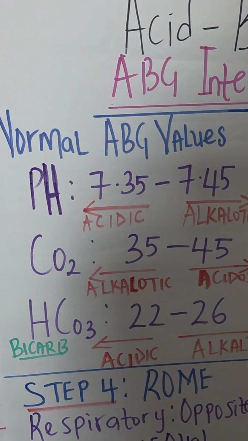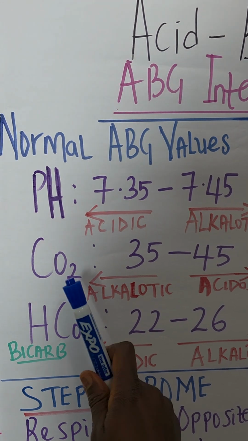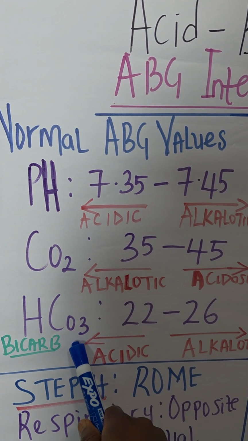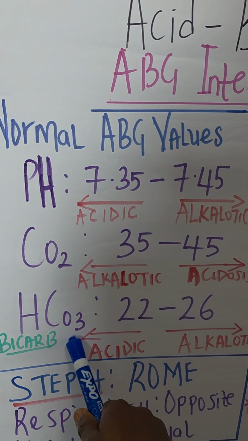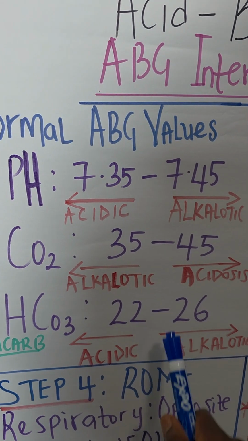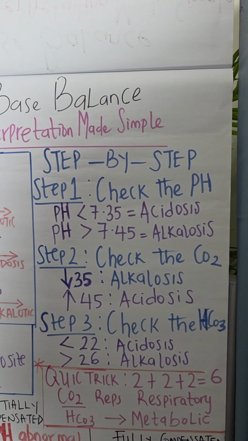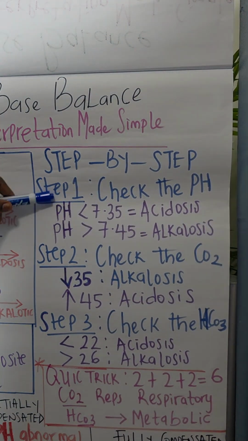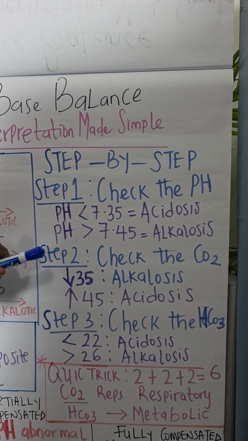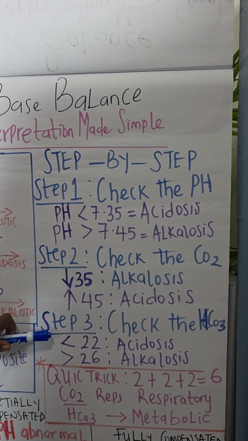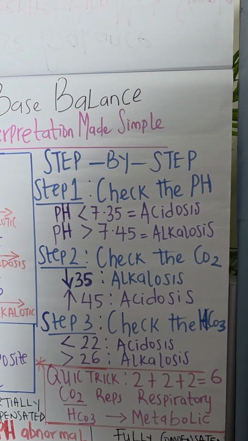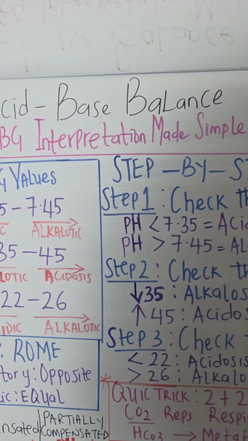Another important point to bear in mind is that carbon dioxide acts as an acid, while the bicarbonate acts as a base, and bicarbonate is regulated by the kidneys. So every time you're given an arterial blood gas value, the first thing to do is to check the pH. Step 1 is to check the pH. Step 2 is to check the CO2. And step 3 is to check the bicarbonate level. These are the normal ranges. Now we would move on to the disorders.